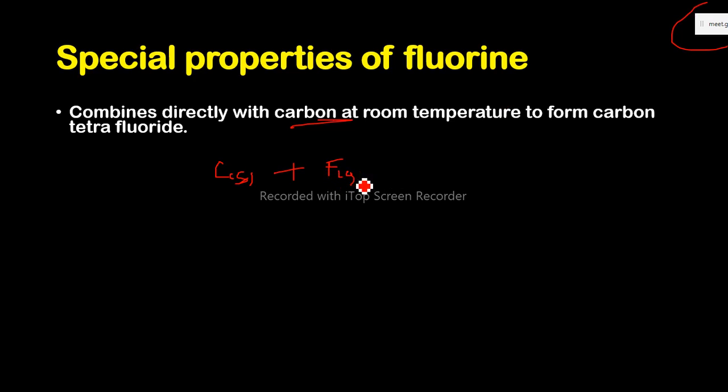Combining with carbon at room temperature to form carbon tetrafluoride. No need of heating. Is it a gas? I think it's a gas. No need of heating. Okay? It occurs at room temperature. So that shows that really it is highly reactive compared to other members.